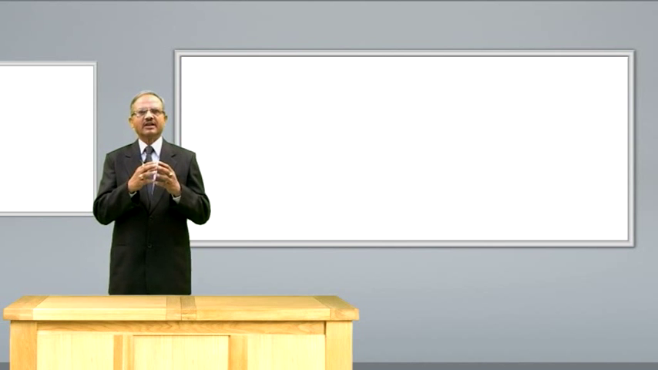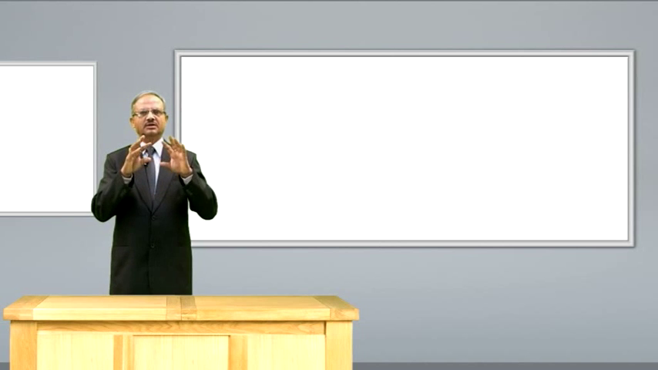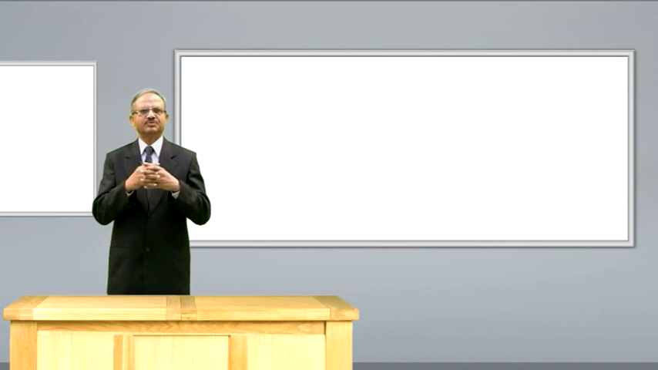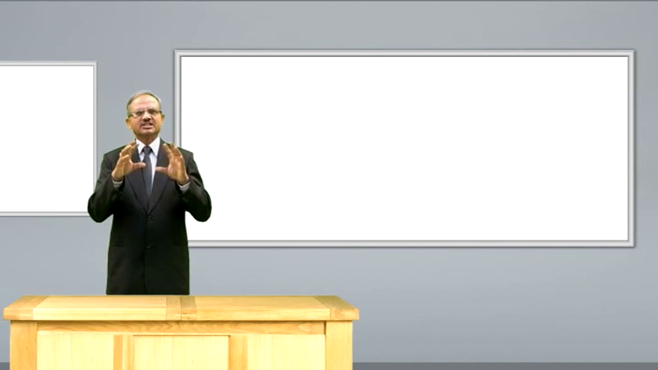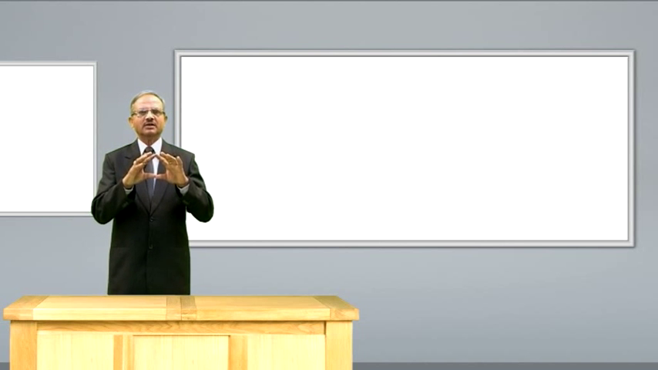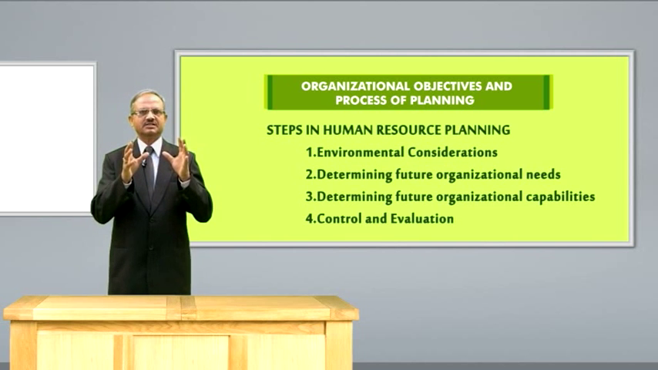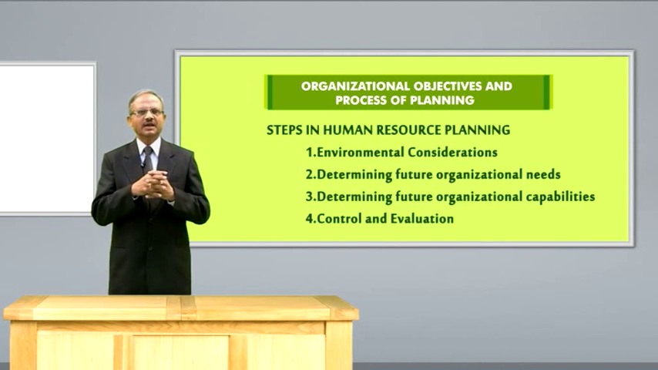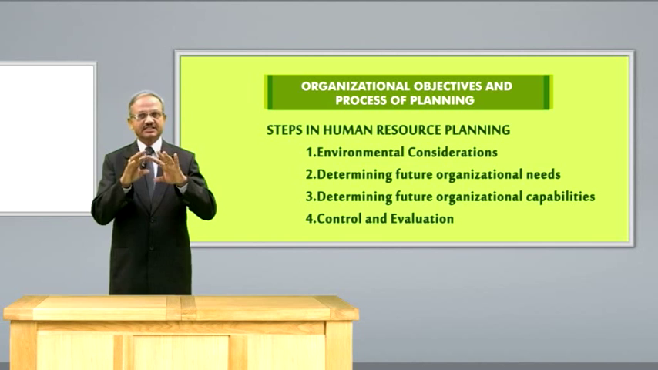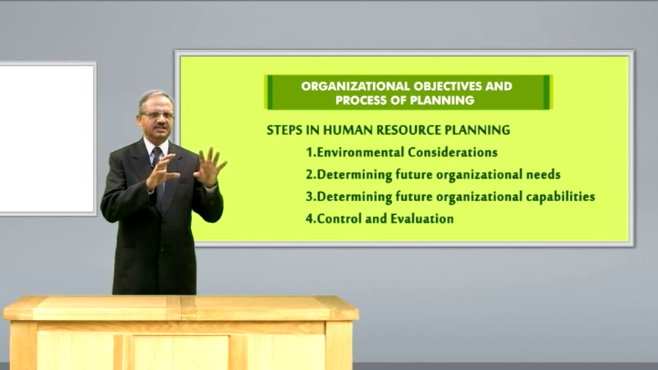Then comes the organizational objectives and process of planning. This is the third sub-unit in the chapter. What are the steps that we need to follow while planning for the human resources? There are four main factors or steps to be considered while doing human resource planning. The first one is the environmental considerations, the first factor or the first step. In this we have to give more importance to the external factors, which are outside the organization.